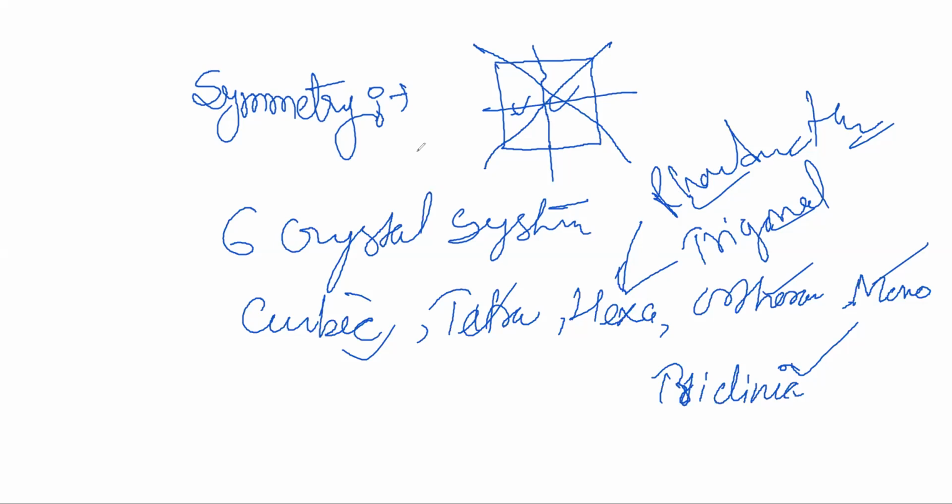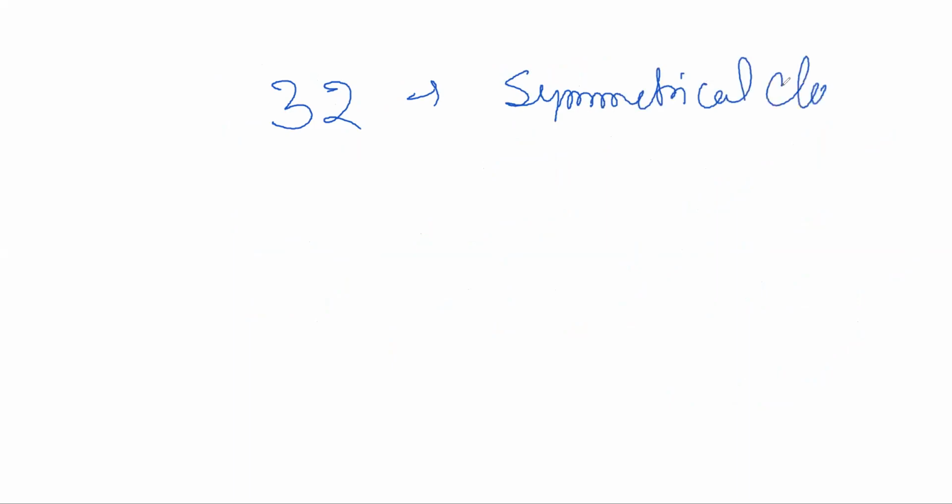So on the basis of symmetry operations or symmetry study, these 6, or I could say the 7 crystal systems, are divided into 32 symmetrical classes. All right. If there is any kind of problem, you can type in your comment box. We'll take your queries. So there are total 32 symmetry classes.